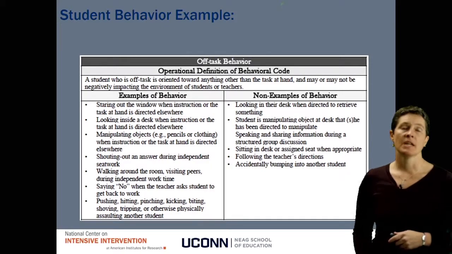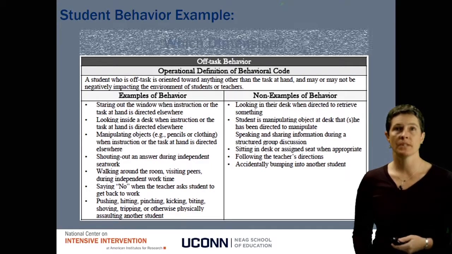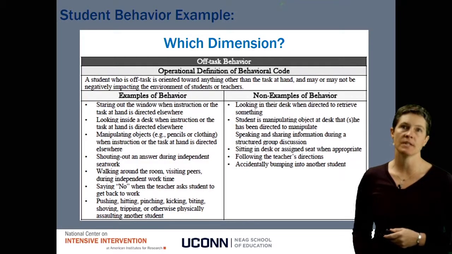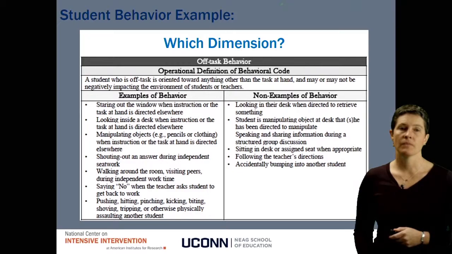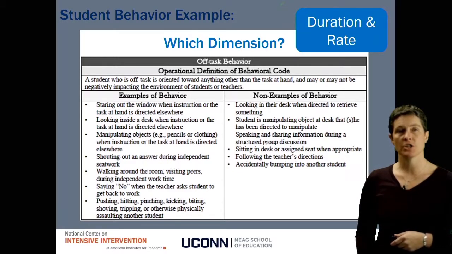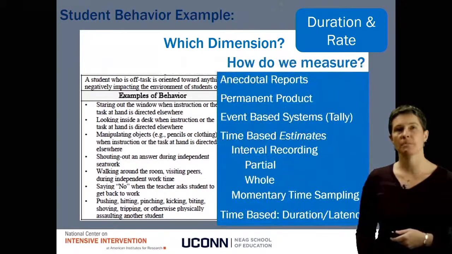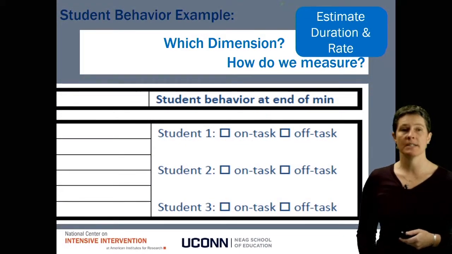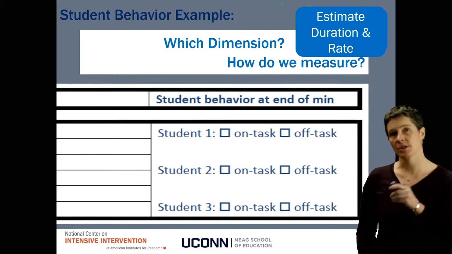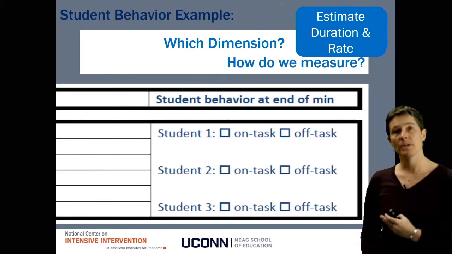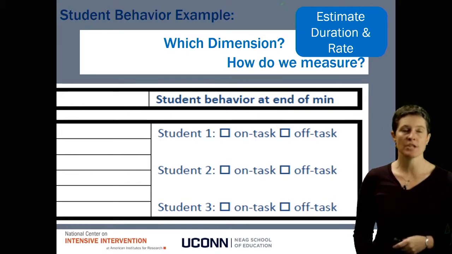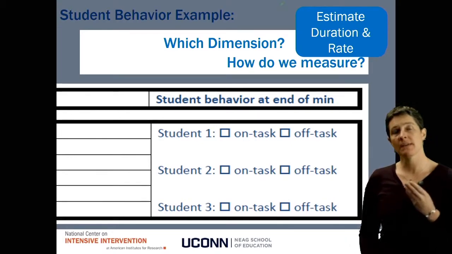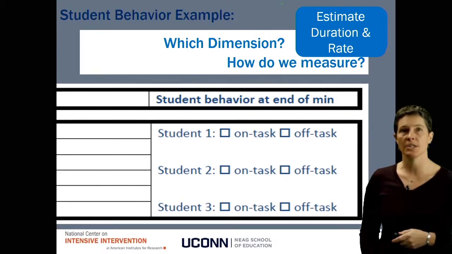How about this example? If we want to measure a student's off-task behavior, let's start with what dimension of behavior are we probably most interested in? Probably we're thinking about the duration or the rate of behavior. If we want to know those two things, which measurement system might we want to use? So in this case, we used momentary time sampling. So at the end of each minute, we just checked off if student 1 was on task or off task. We did that because we were also engaged in collecting other information and we could not continuously monitor the student. But this gave us an estimate of how many minutes the student was engaged in on-task behavior.